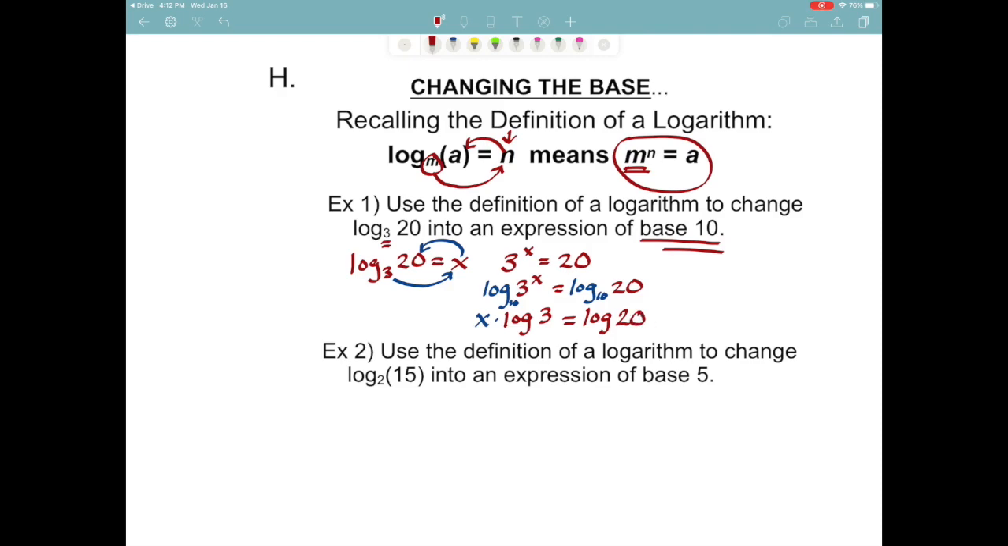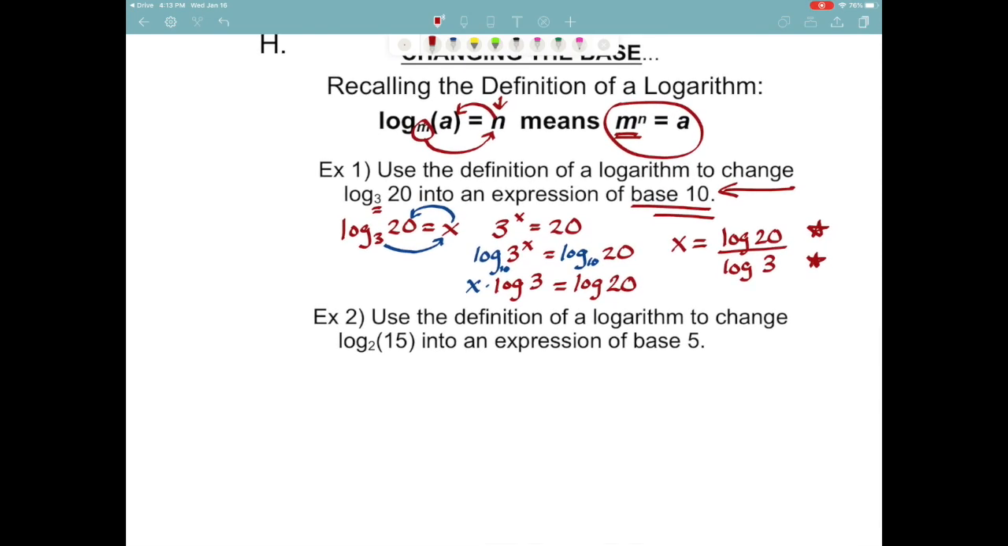And then to get rid of the log of 3 on the left, we're going to divide each side by log of 3, and we should get that x equals the log of 20 over the log of 3. Now each of these expressions has a log base of 10, and that's exactly what the problem is asking us to do. So it is written as 2 logs, but it is still an expression that is log base 10. If you want to pause the video and try the second one and then check your answer, that'd be great. I'm going to go ahead and do it now though.